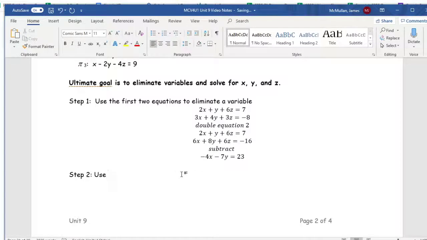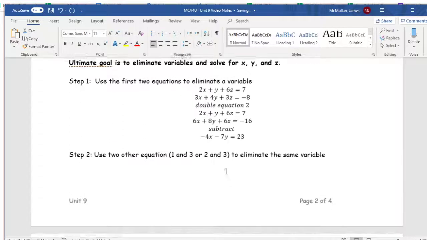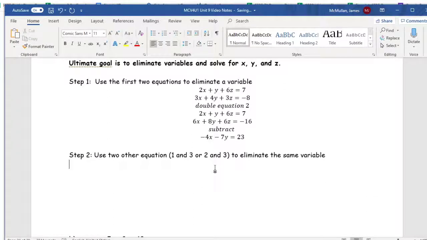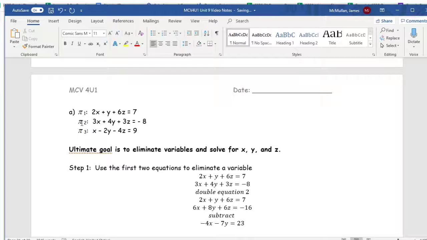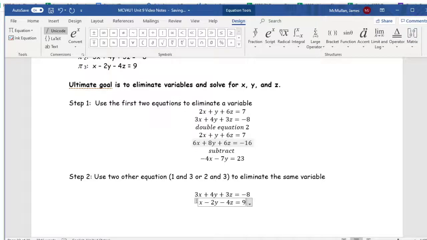Step 2. Use two other equations, 1 and 3, or 2 and 3, to eliminate the same variable. Okay, so I want to eliminate z. So I think 2 and 3 would be kind of tricky because they don't line up as nice. I guess it doesn't really matter. Sure, let's use 2 and 3, whatever. Okay, so let's go down here. We're going to write equation 2. 3x plus 4y plus 3z equals negative 8. We're going to write equation 3. x minus 2y minus 4z equals 9.